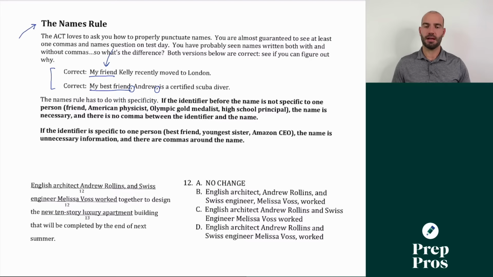Like my best friend, that's just one person, we can put commas. So if you memorize this rule, then questions like number 12 down here will be easy. English architect Andrew Rollins and Swiss engineer Melissa Voss.